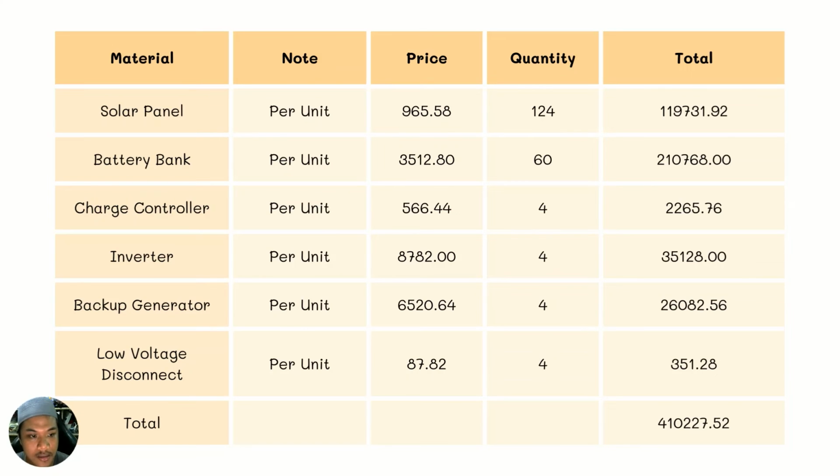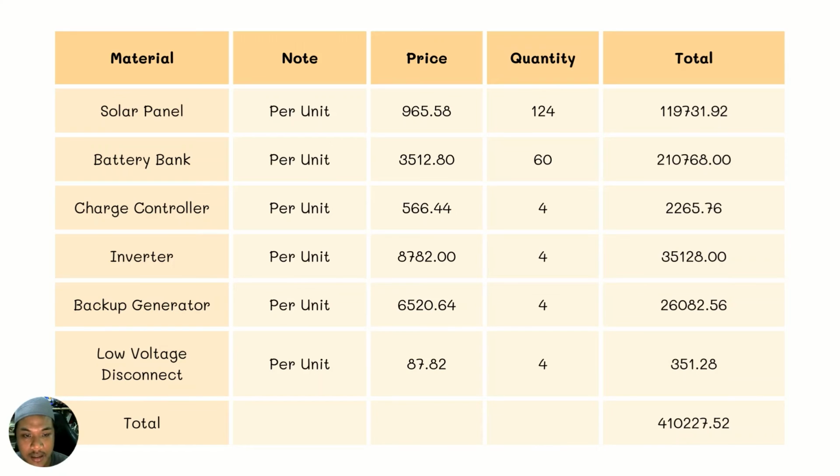Next, I'm going to show the costing for material. There are 6 materials to do this project. First is solar panel, second is battery bank, third is charge controller, fourth is inverter, fifth is backup generator, and sixth is low voltage disconnect. And this is the price per unit.